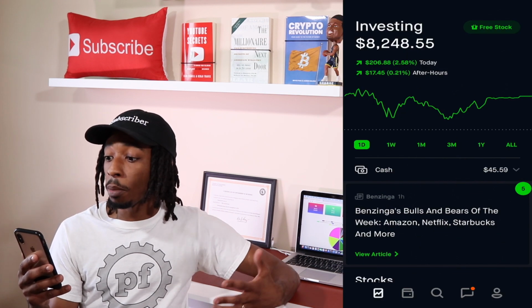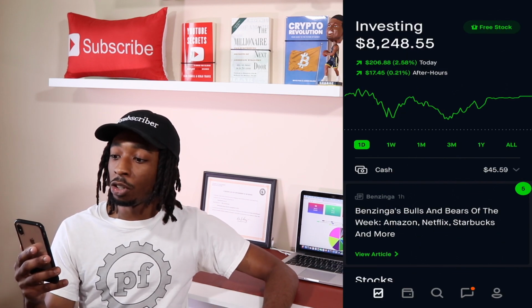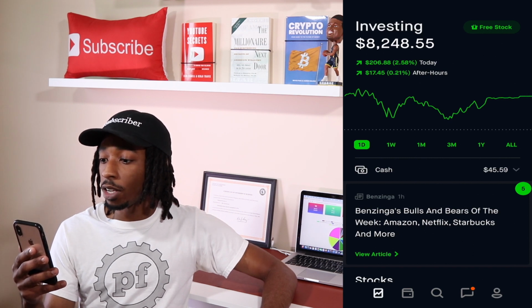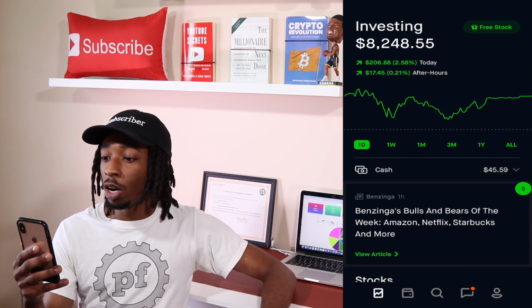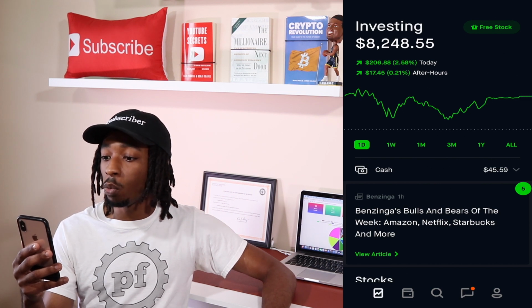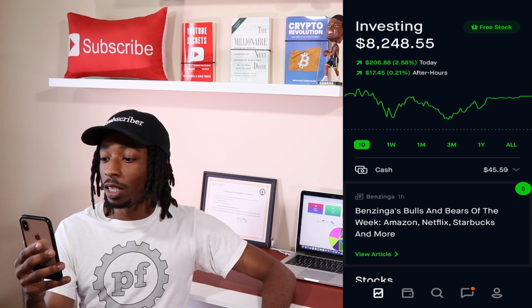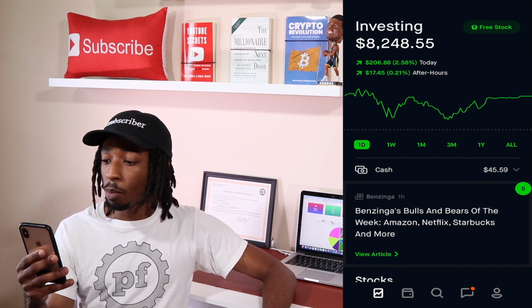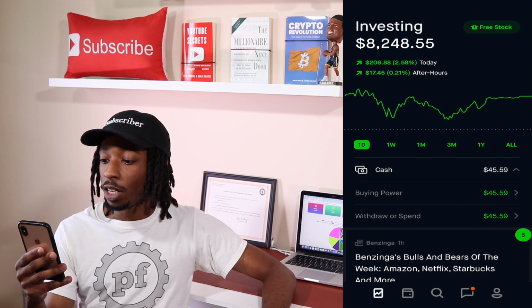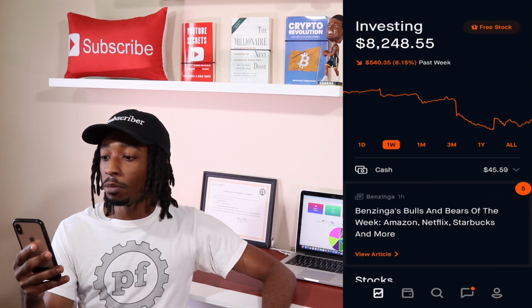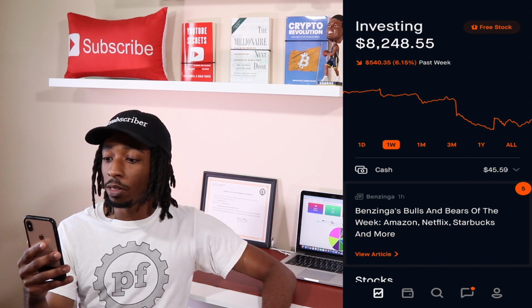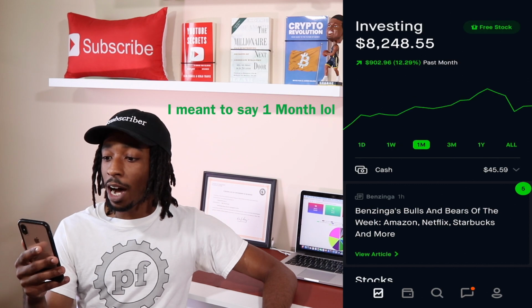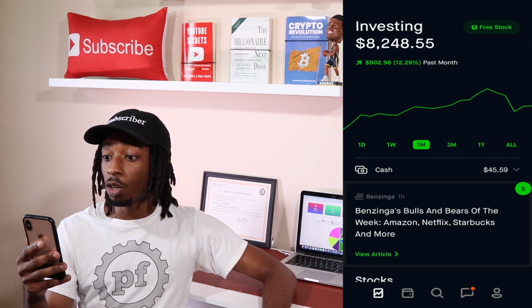So as you can see here, my personal portfolio is $8,248.55. I was up during market hours at 2.58%, which is equivalent to $206.88. Now after hours, I was up as well at 0.21%, which is equivalent to $17.45. As we can see from my buying power, I had $45.59. As we go to the 1 week, I am down 6.15%, which is equivalent to $540.35.